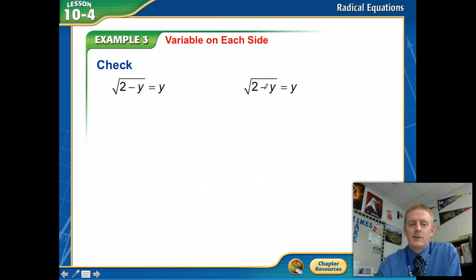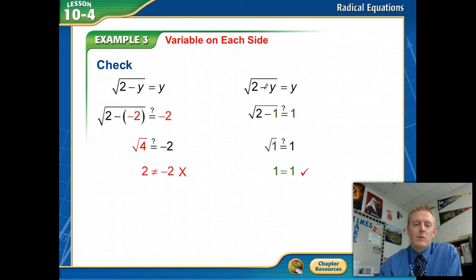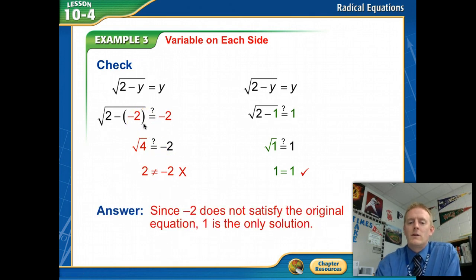We check our answers, plugging them back into the original equation, and when we plug it in, you can see that 2 does not equal negative 2, so that solution, negative 2, does not work. So our extraneous solution would be where y is equal to negative 2. So 1 is the only solution.